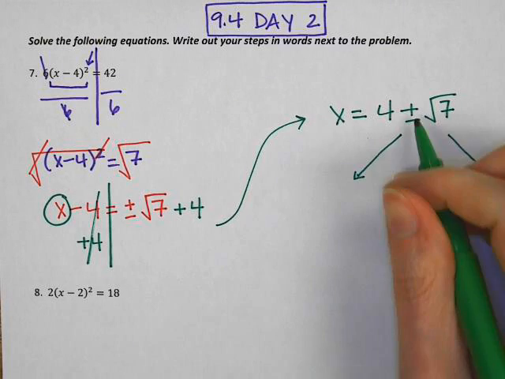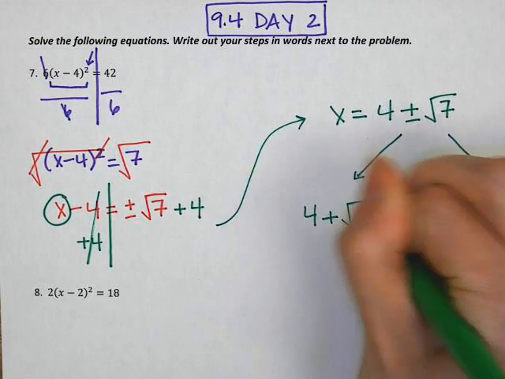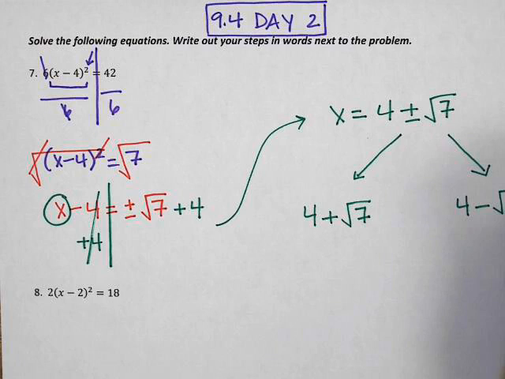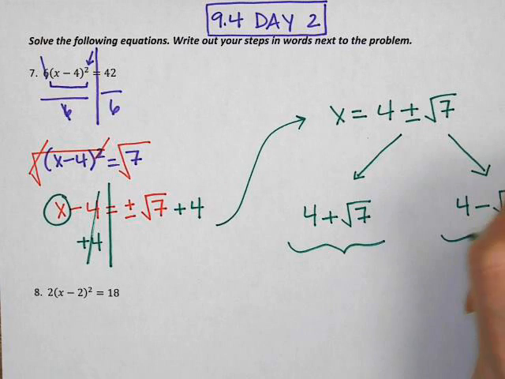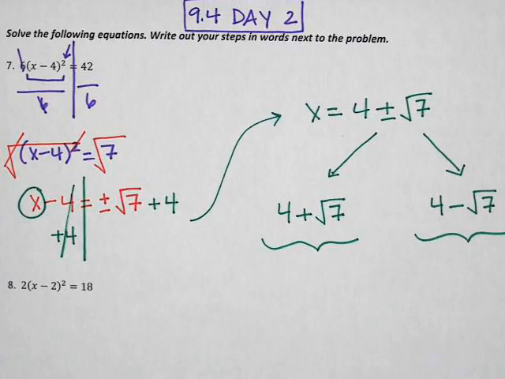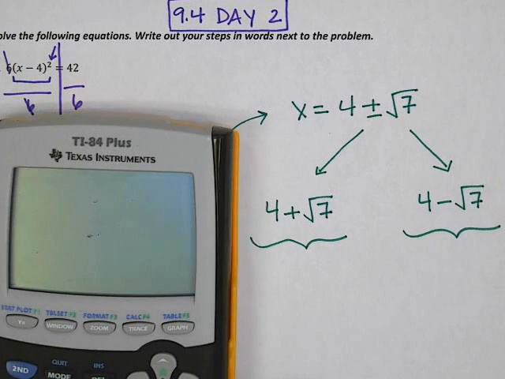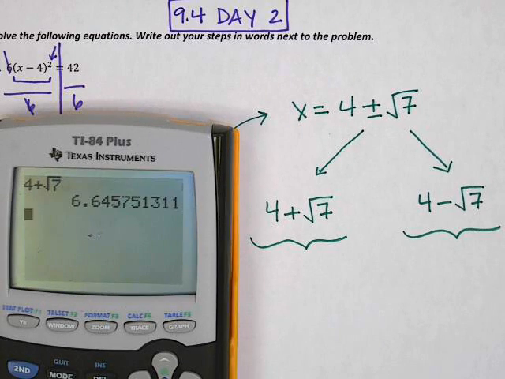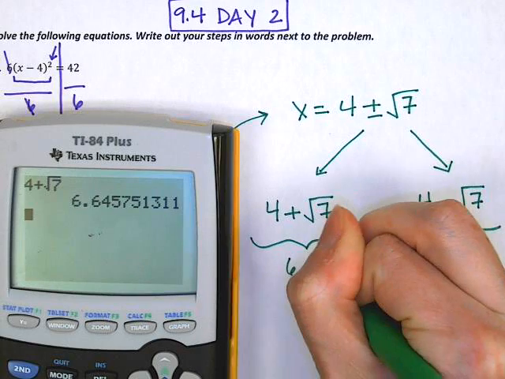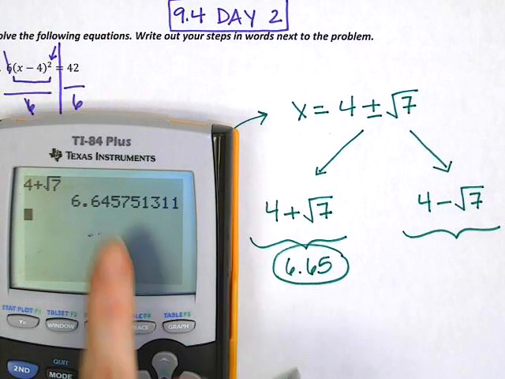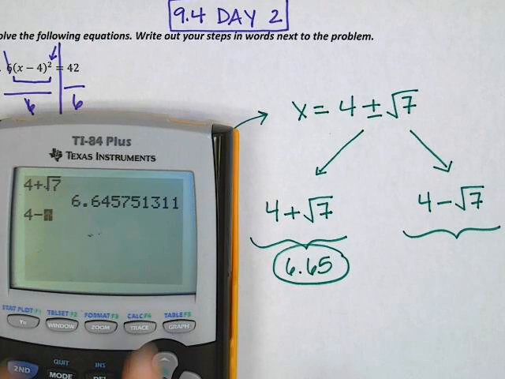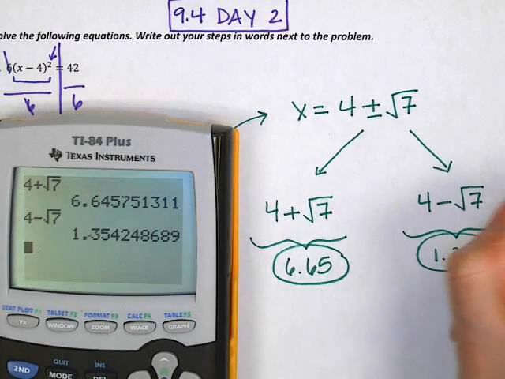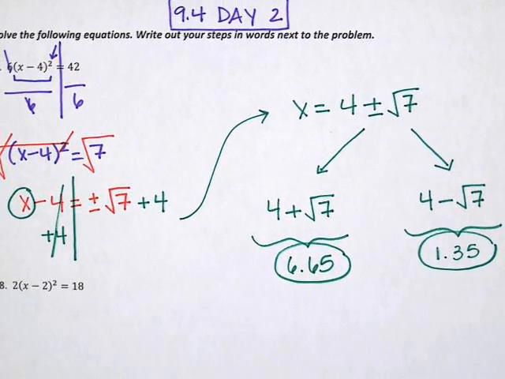So in the calculator, we're going to do 4 plus root 7, and then we're going to do another version with the 4 minus root 7. Type this in the calculator, type this in the calculator, and those are your two answers. Okay, so let's do 4 plus root 7. We get 6.65 rounded. And then we'll do 4 minus root 7. And we get 1.35. And those are your two answers.